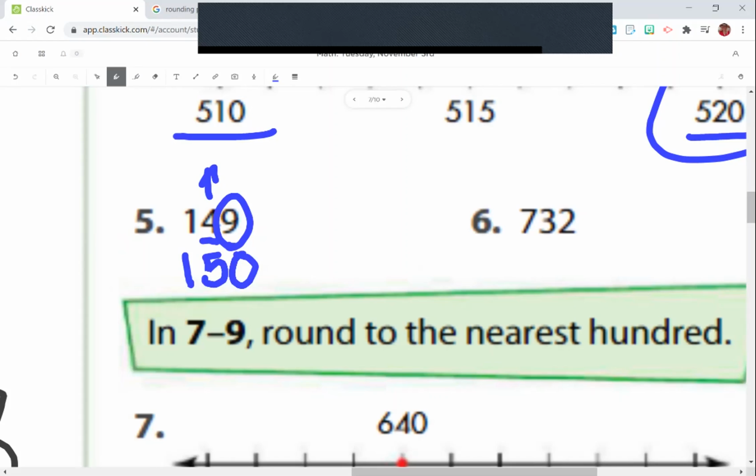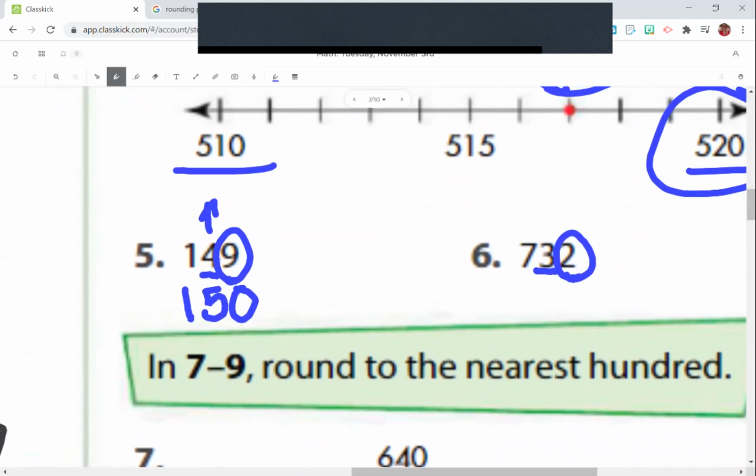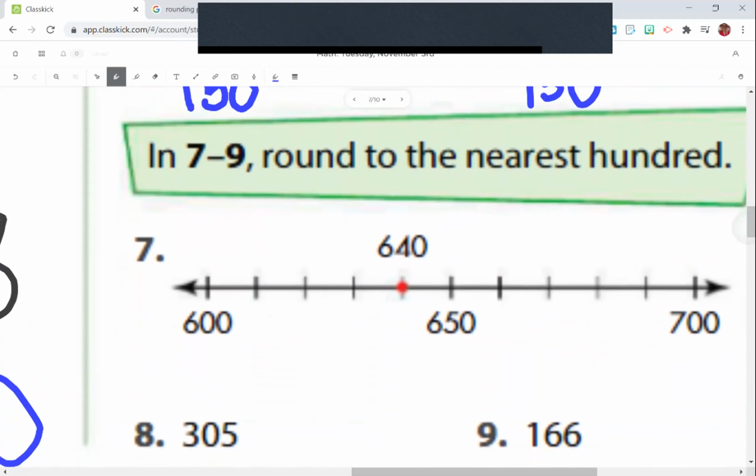Number 6, find the tens place, look next door. 5 and above, give it a shove. 4 and below, let it go. So it is a 2, so that means my 3 is going to stay the same. My tens place will stay the same. Everything to the right changes to a 0. Everything to the left stays the same. Round to the nearest 100.